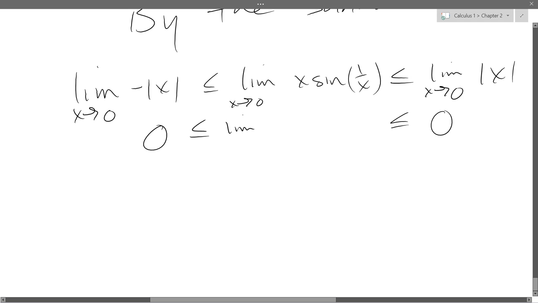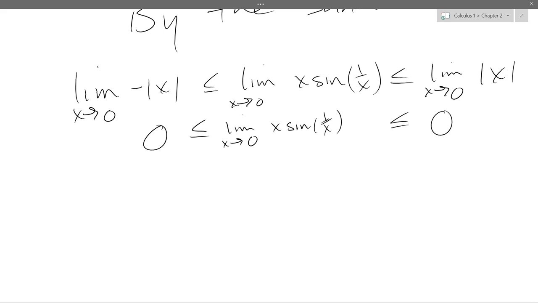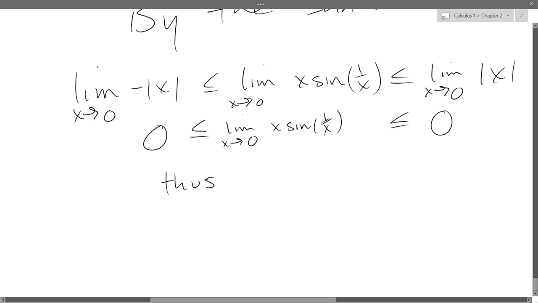I'm just going to rewrite the middle limit. All right, what number is greater than or equal to 0 and less than or equal to 0? 0. Any other numbers have that property? Nope, that narrows it down pretty quickly. It's greater than or equal to 0 and less than or equal to 0, so it's got to be 0. So you can use a nice big word like thus: the limit as x approaches 0 of x sine 1 over x. So our limit is 0.